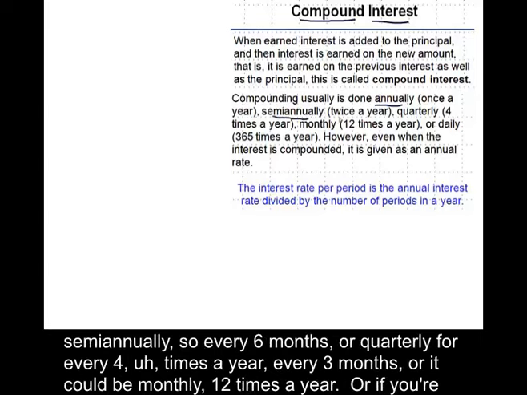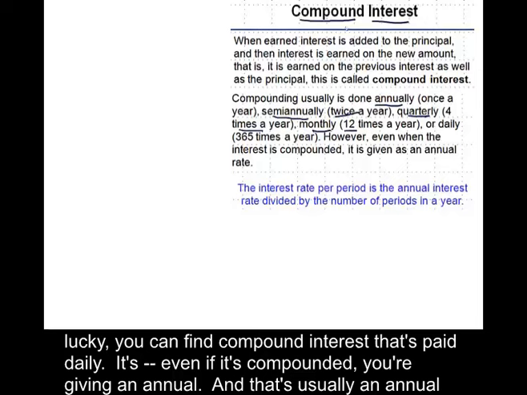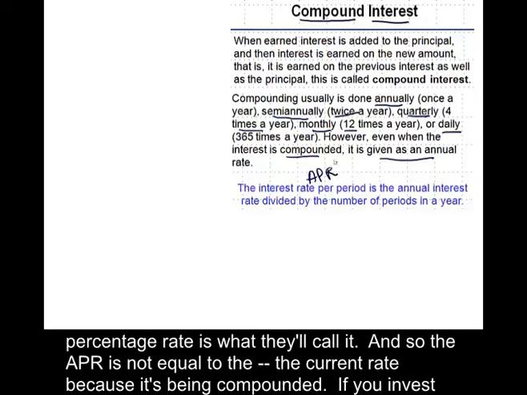Or it can be semi-annually, so every 6 months, or quarterly, 4 times a year, every 3 months, or it could be monthly, 12 times a year, or if you're lucky you can find compound interest that's paid daily. Even if it's compounded, you're given an annual percentage rate, which they'll call the APR. And the APR is not equal to the actual rate because it's being compounded.